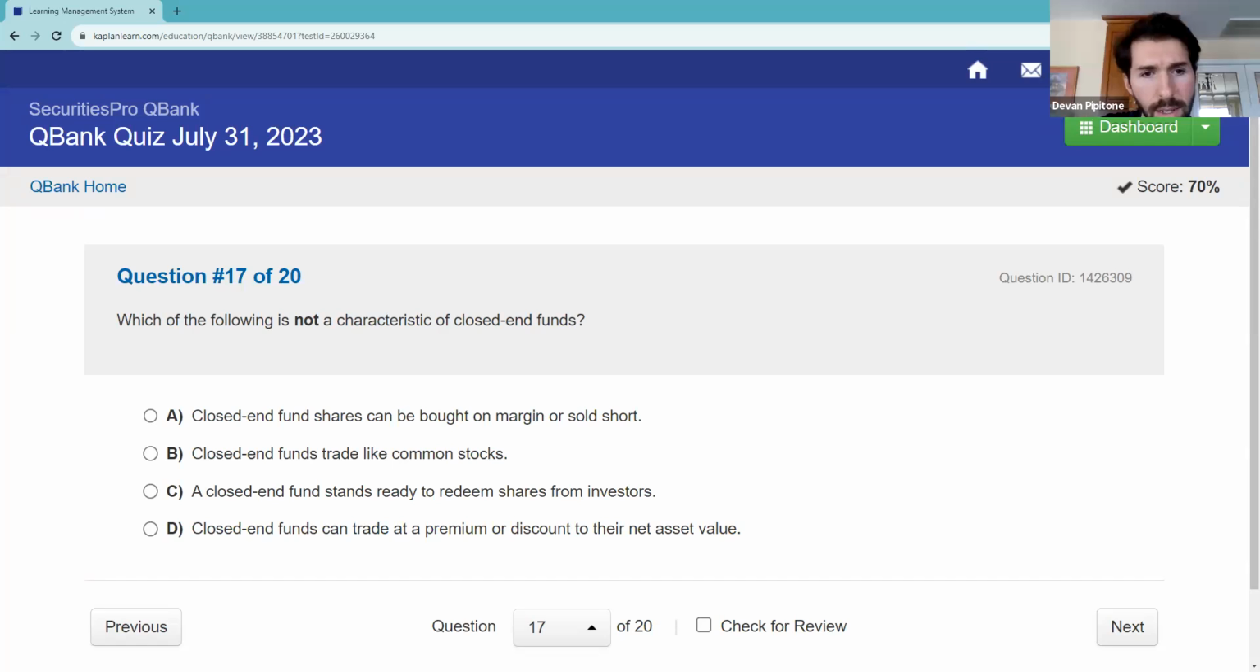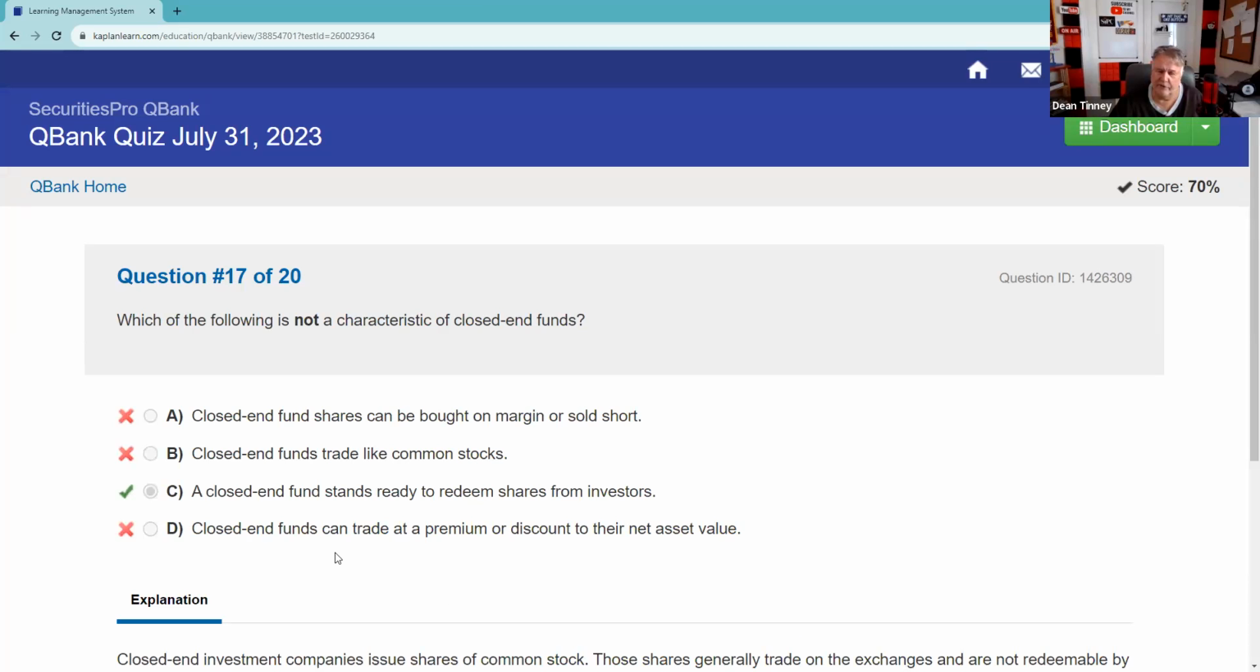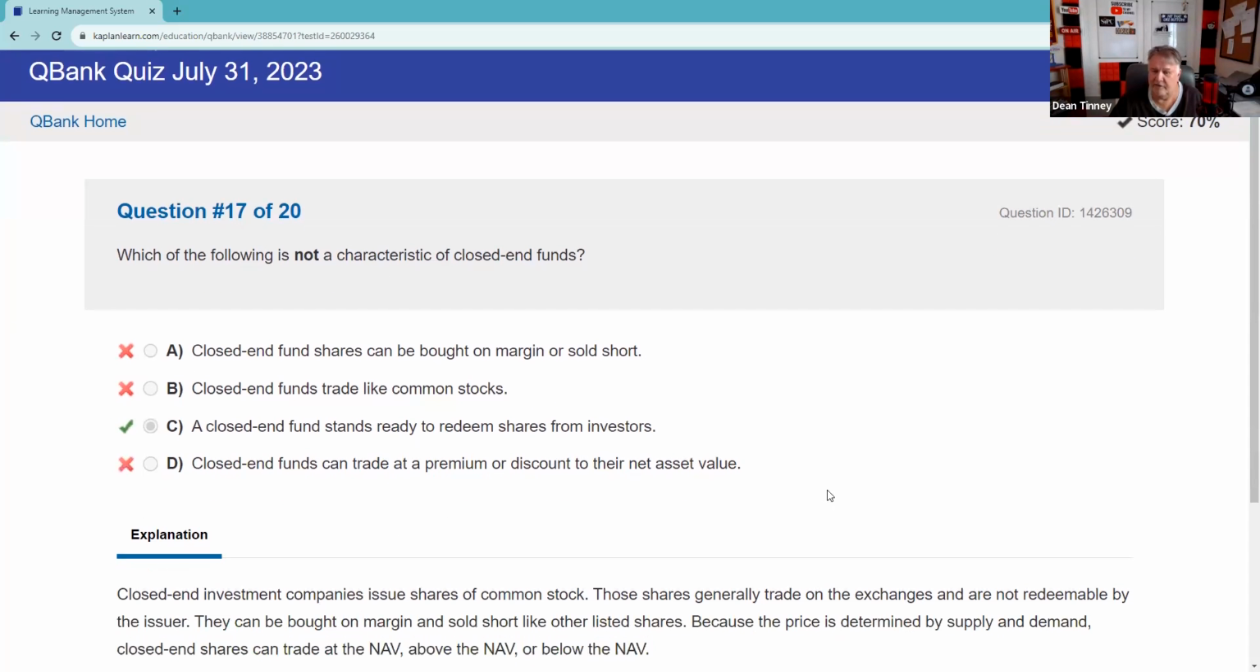I would say C, because they can't redeem shares. Very testable, right? They trade on supply and demand. So if I'm a closed-end fund manager, the neat thing for me is I never have to worry about meeting redemption requests. If you call me and you're unhappy with me, I say, hey, sell your shares to someone else, my friend. You're not going to send me a redemption request, right? So that means I can stay fully invested, by the way, at all times.